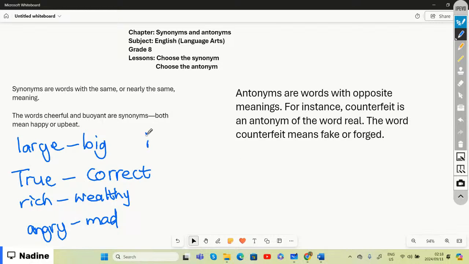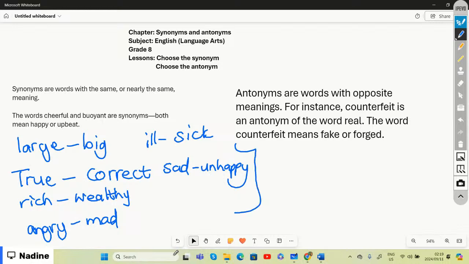Ill, another word for ill. Like I felt ill today. Another word for ill we can say is I got sick or I feel sick. Sad and unhappy.